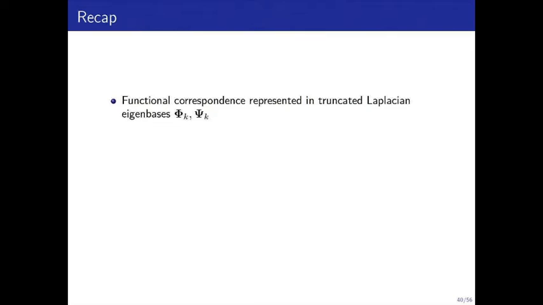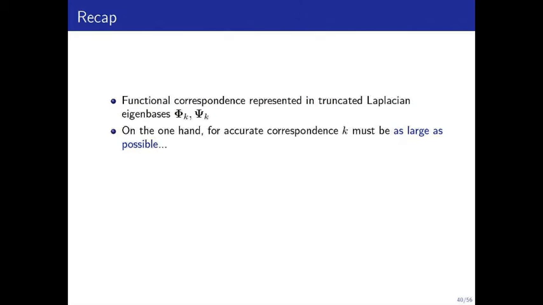Okay, so let me recap. We started with functional correspondence. It was represented in truncated Laplacian eigenbasis using k first eigenvectors. So it's a kind of a low-pass filter. And on the one hand, for accurate correspondence, we want k to be as large as possible, right? So you want your correspondence to be accurate. So basically, by truncating the basis, you're applying a low-pass filter. You want this filter to be as high-pass as possible, right? So we remove the least amount of information as possible.